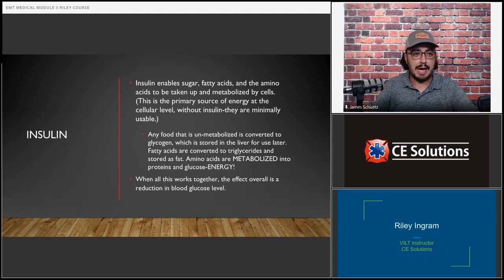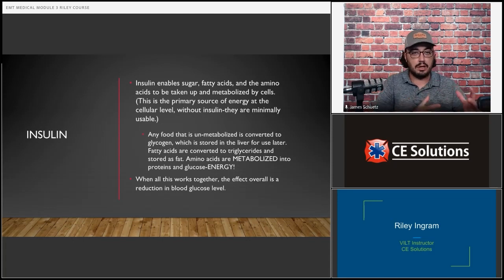Any food that's unmetabolized, meaning it's not metabolized due to insulin doing its job and getting the cells that power, is converted to glycogen, which is stored in the liver for use later. Fatty acids are converted to triglycerides and stored as fat. Amino acids are metabolized into proteins and glucose, which equals energy. When all this works together, the overall effect is a reduction in blood glucose level, right?